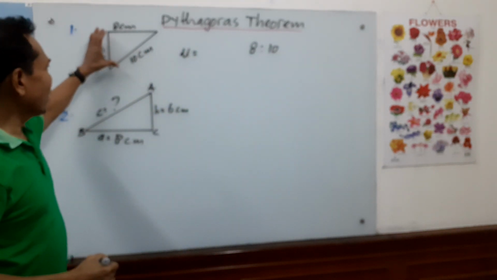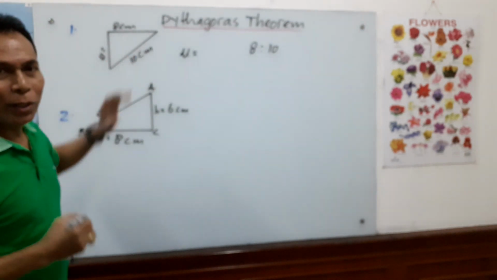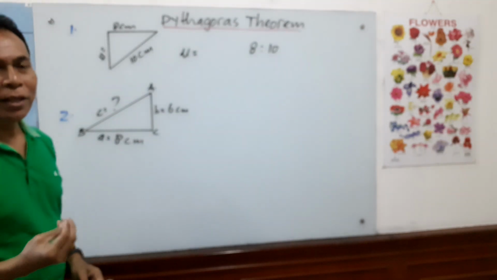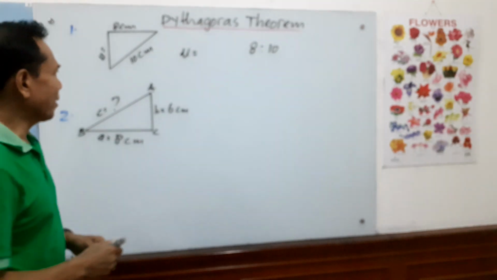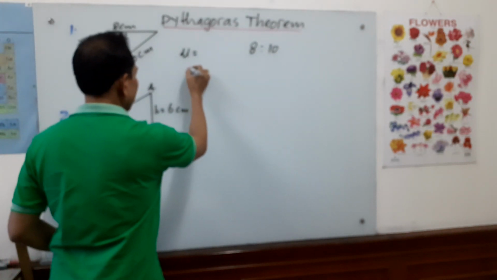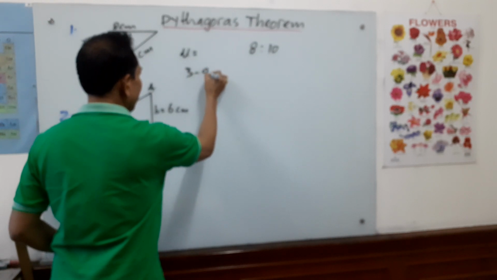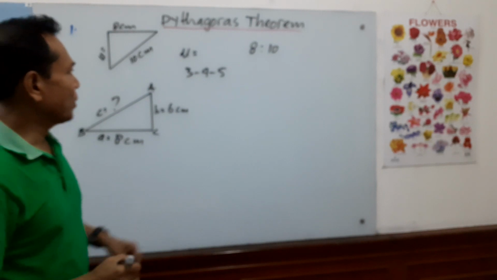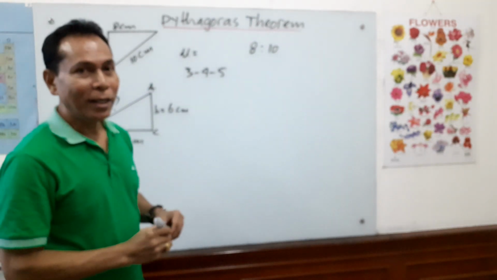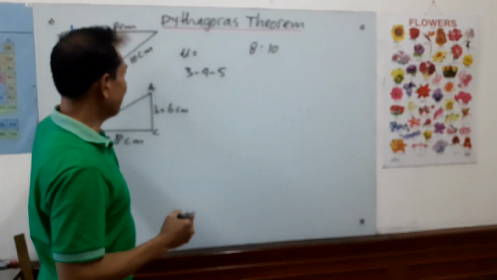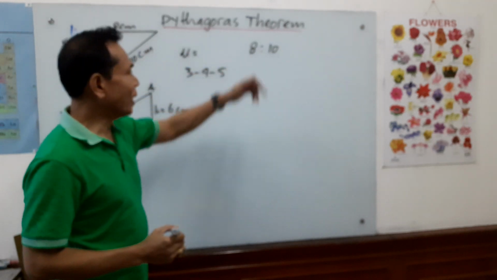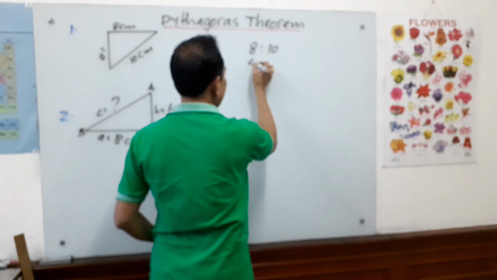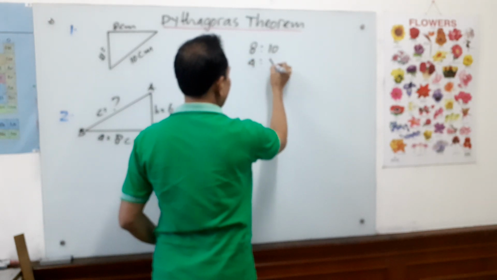From the given ratio of the sides here, we know that this triangle is a 3, 4, 5 triangle. From the ratio. So we look at the ratio of the given sides here, 8 to 10 is 4 to 5.